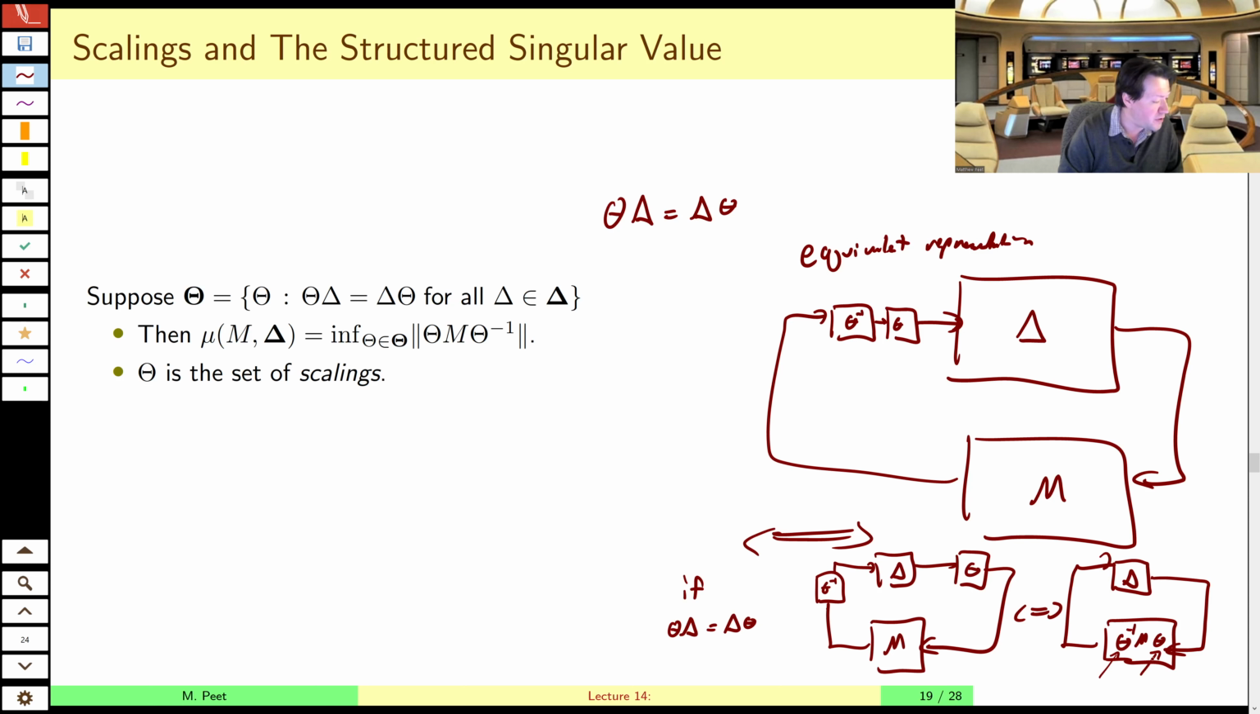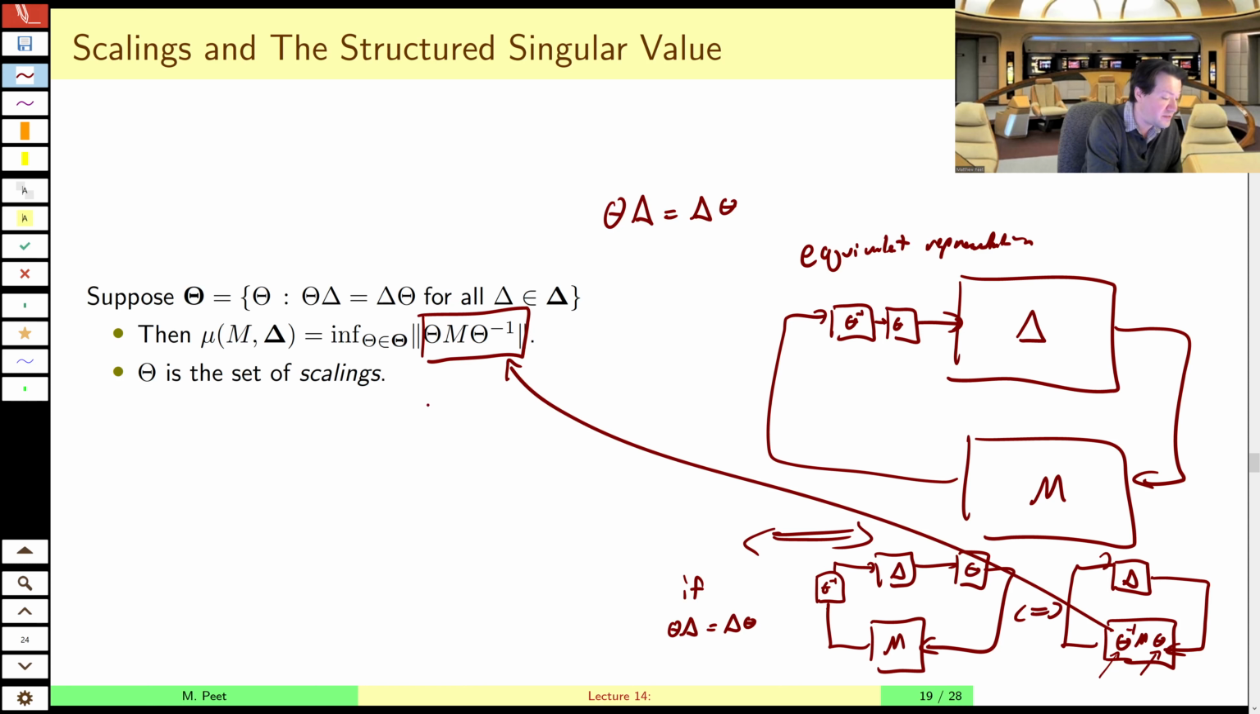And then the very interesting result is that this is actually necessary and sufficient for stability. That is, the closed loop interconnection is stable if and only if there exists a theta which commutes with delta, such that this new system, where I've swapped my theta and theta inverse, I apologize for that, is also stable under the interconnection with delta. Of course, if theta equals identity, we just have the norm of M less than 1, and we recover small gain. But of course, that's necessary and sufficient for unstructured uncertainties.